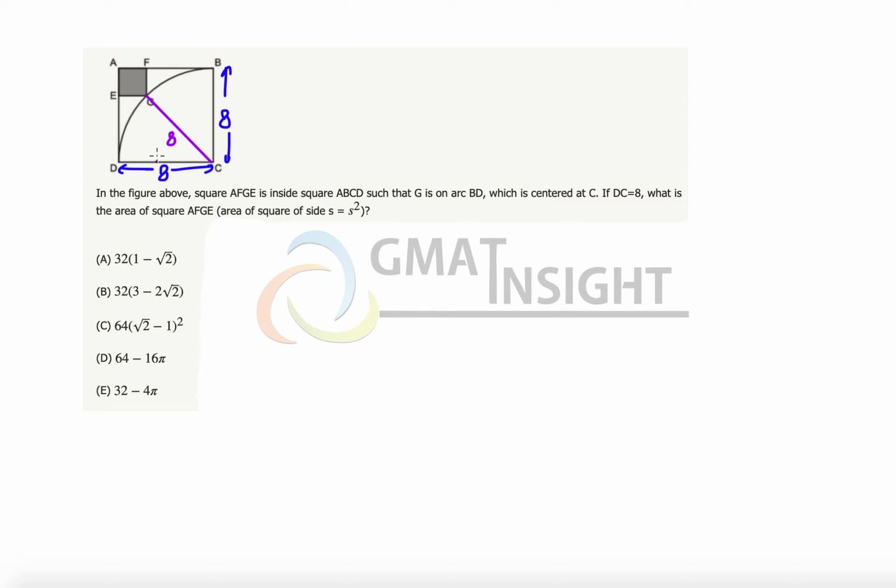Now understand one thing: AG is the diagonal of this small square. Say the side of this small square is x, so I can say that AG will have the length x square root of 2. AC is the diagonal of the bigger square, and we can say that AC is equal to 8 square root of 2, because the diagonal of a square is given as side multiplied by square root of 2. That comes from Pythagoras theorem.